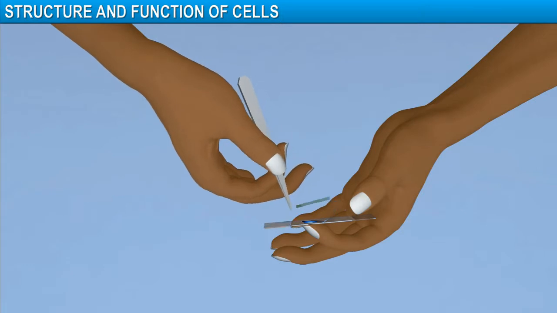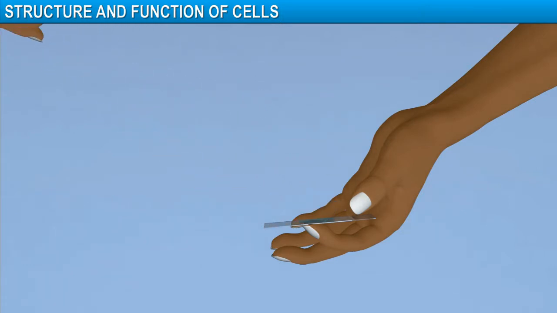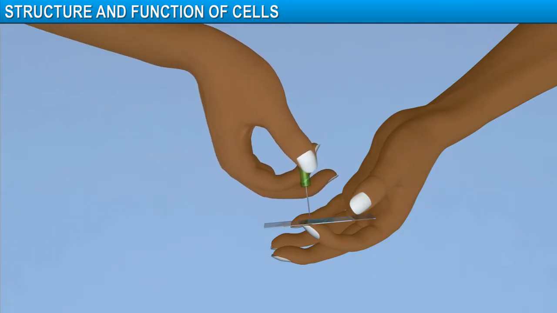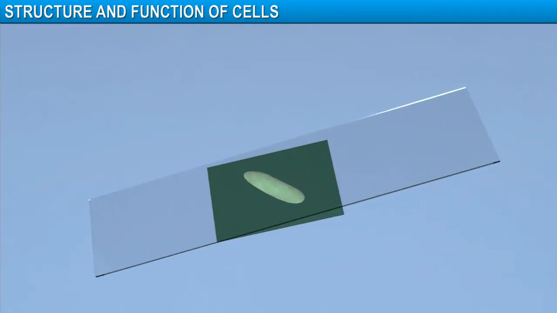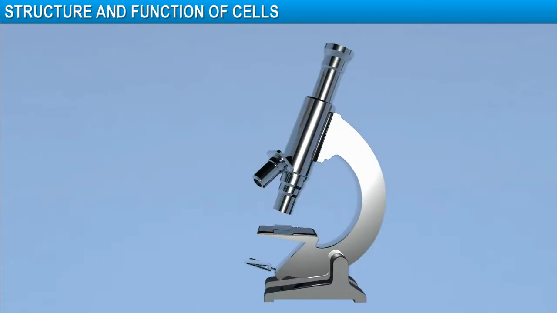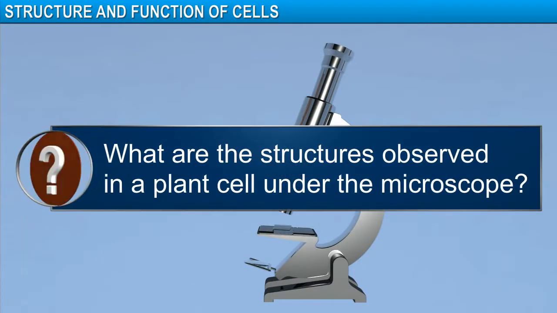Place a cover slip on it. Tap the cover slip gently to prevent the formation of air bubbles in the slide. Place the slide under the microscope. What are the structures observed in a plant cell under the microscope?